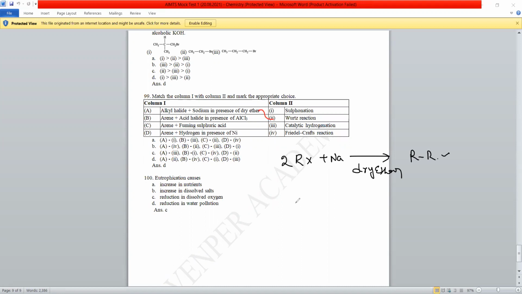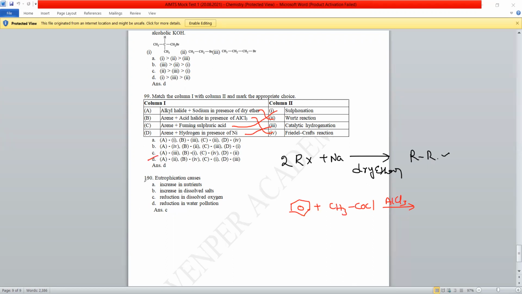And arene treated with acid chloride in the presence of anhydrous AlCl3. That is one of the famous named reactions, students, the Friedel-Crafts reaction. Arene treated with fuming sulfuric acid gives sulfonation, we get benzene sulfonic acid. Arene plus hydrogen in the presence of nickel is a catalytic reduction, students. The best suitable answer should be D.